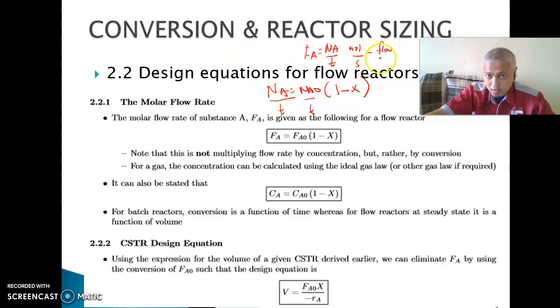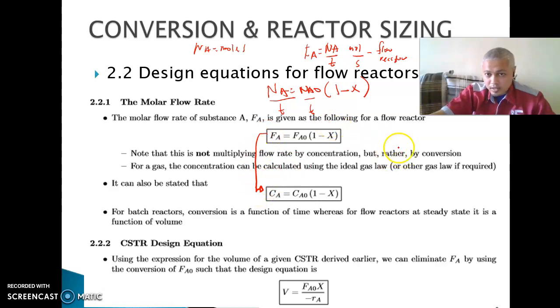For flow reactor we need to have time. But for batch, Na only has moles as the unit, so no time here. That's why here we can use Fa equals Fa naught times 1 minus X, and then this one will remain the same. And from this we can get this formula.